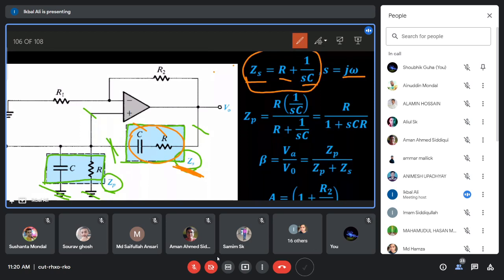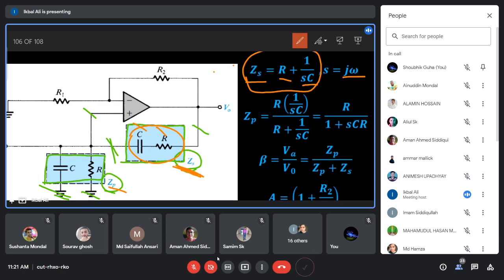Now let us calculate similarly the ZP. What will be the impedance ZP, which is the equivalent impedance of the parallel combination of resistance and capacitance? How to calculate the parallel combination equivalent impedance? You know that if you have two resistances R1, R2 connected in parallel, the equivalent resistance will be R1 R2 by R1 plus R2. So that is the formula. You apply this formula in terms of impedance.